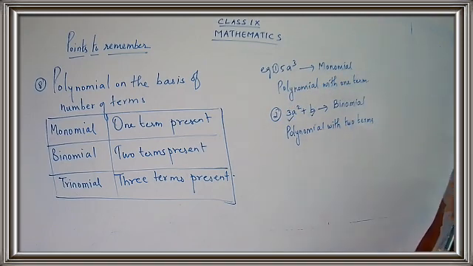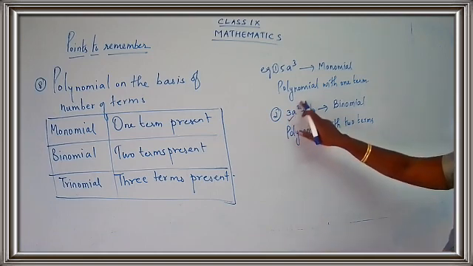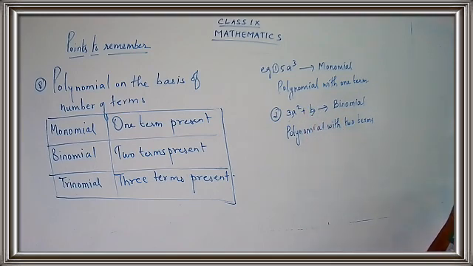So it is called a monomial. Then you have 3a square plus b where you have two terms. One term is 3a square and one term is b. So you have two terms, so you have to call this a binomial. This is a binomial because it is a polynomial with two terms.